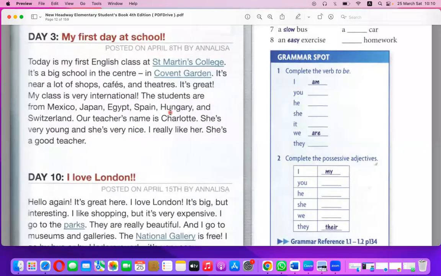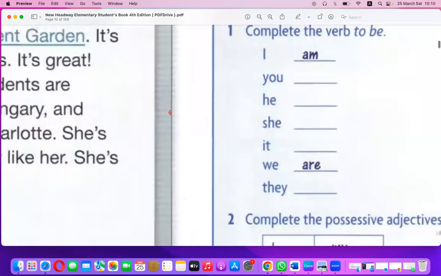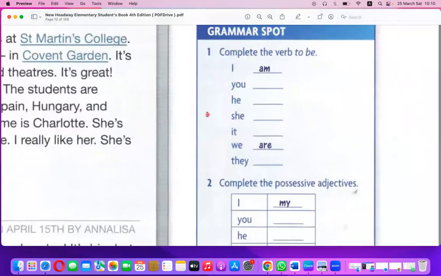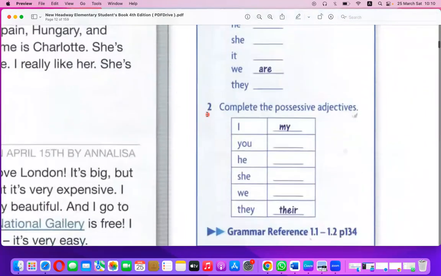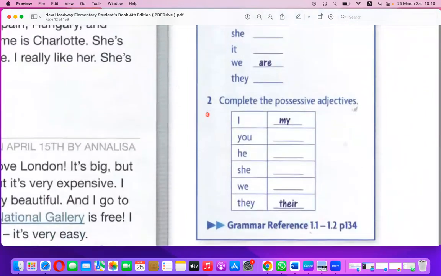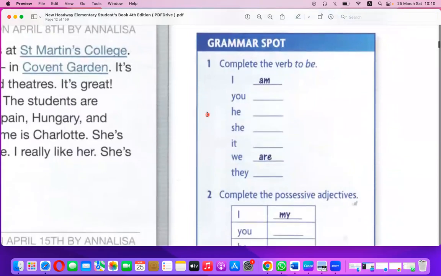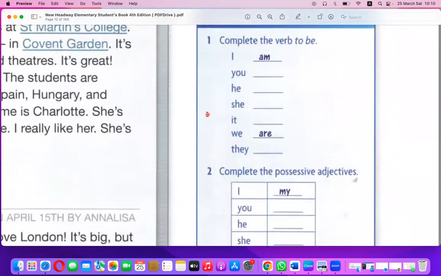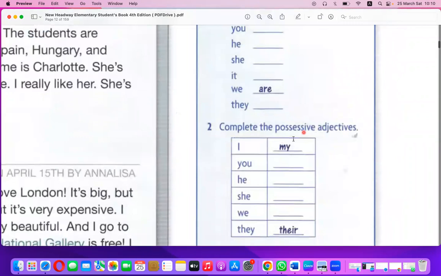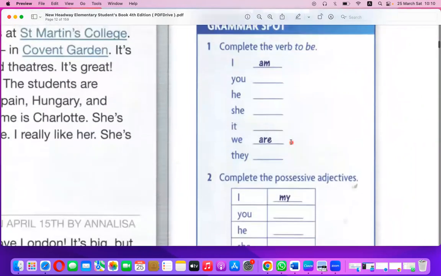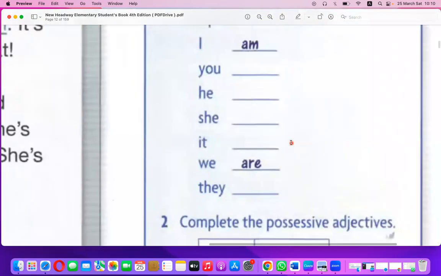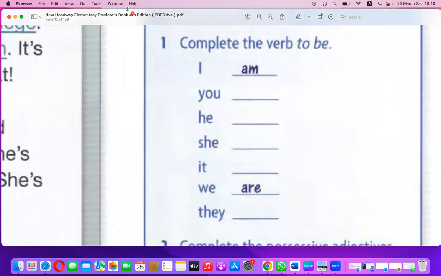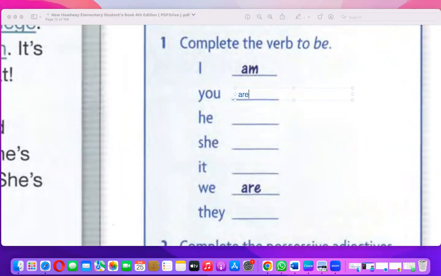This one, we have already studied. You remember the possessive adjectives. We have the personal pronouns, and we have the possessive adjectives. We already studied that. So let's write the personal pronouns. You are. You are correct. He is. Yes. He is. She is.